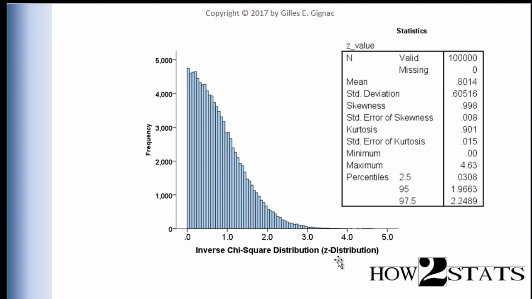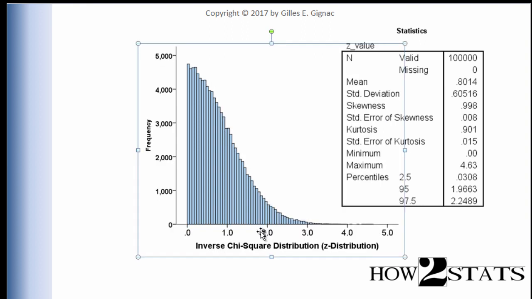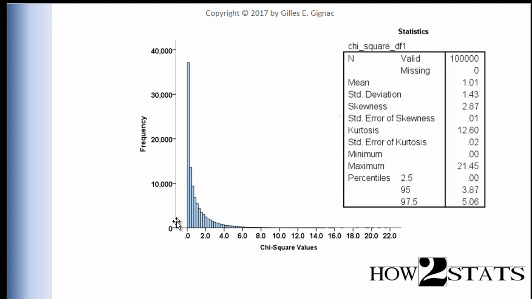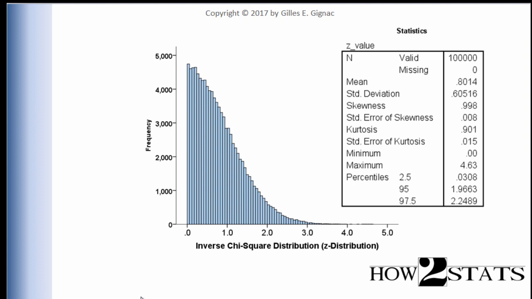So the chi-square distribution with 1 degree of freedom and the Z distribution are actually the same distribution. And again, the 1.96 value, which is about here in the distribution, corresponds to the 95th percentile. And that's not a coincidence. There's a fundamental connection between the standard normal distribution and the chi-square distribution with 1 degree of freedom. But this connection breaks down once you get into chi-square distributions with more than 1 degree of freedom. And that's why it was invented.